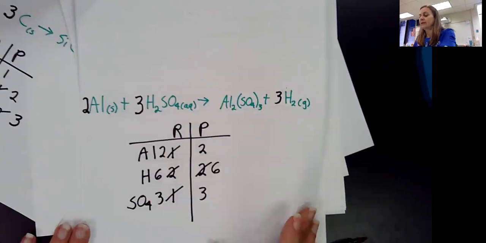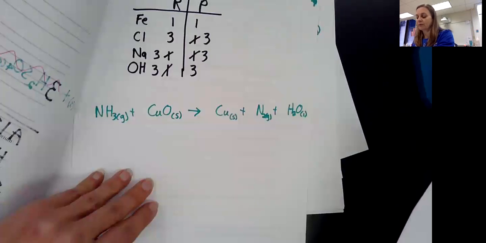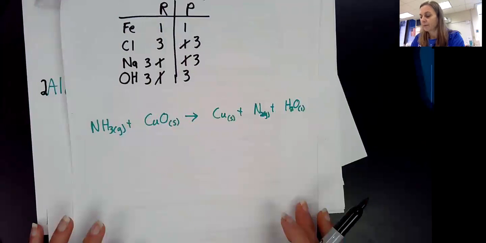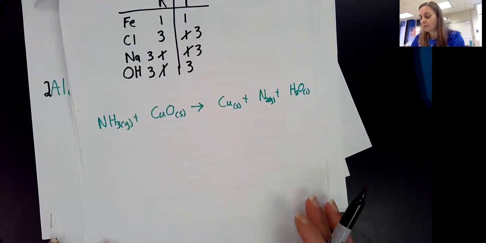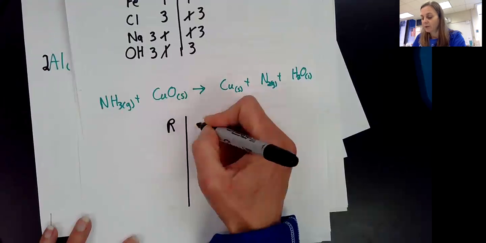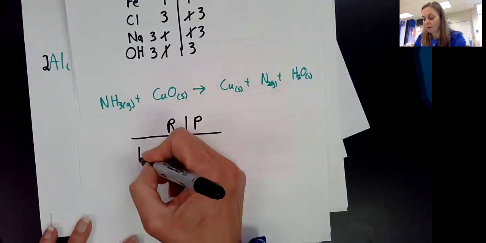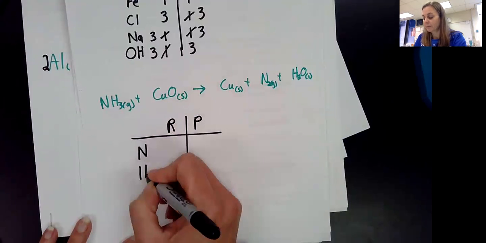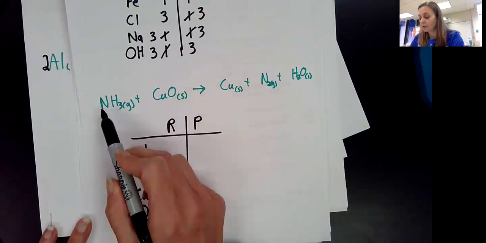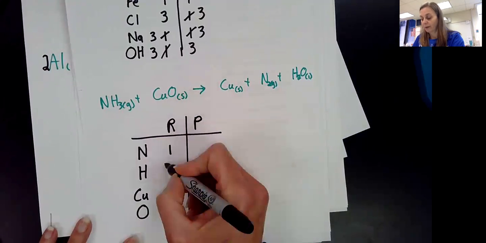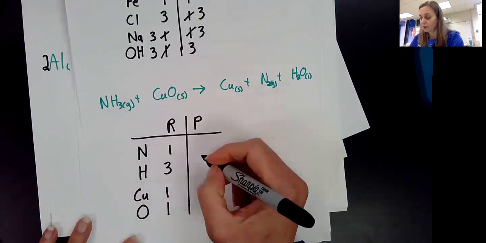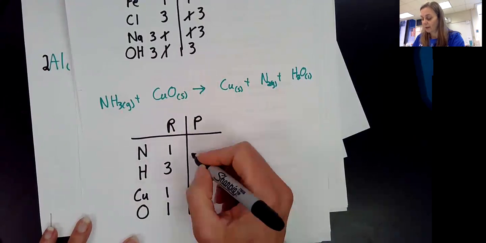Last problem is the reaction of ammonia with copper 2 oxide to form copper, nitrogen, and water. So reactant side, product side, we have nitrogen, we have hydrogen, we have copper, and we have oxygen. So on the reactant side, I have 1 nitrogen, 3 hydrogen, 1 copper, and 1 oxygen. On the product side, I have 1 copper, 2 nitrogen, 2 hydrogen, and 1 oxygen.